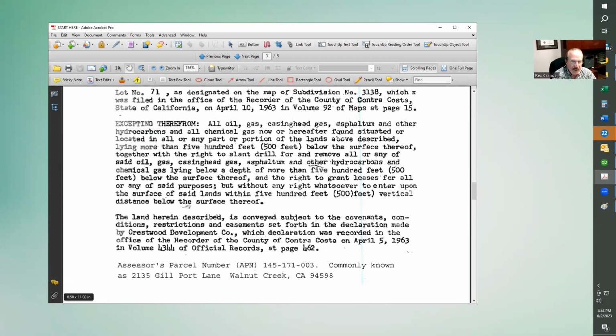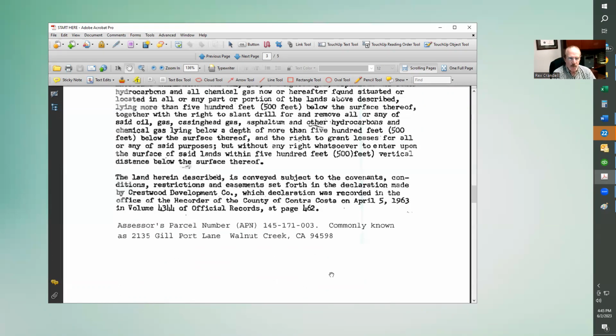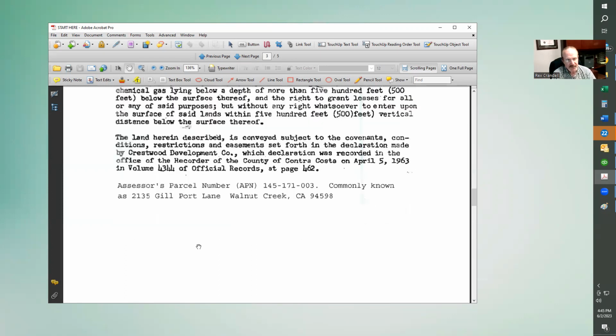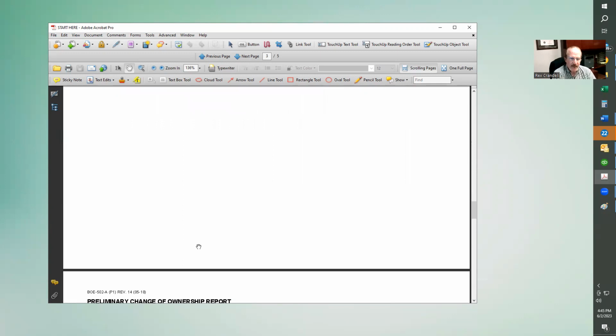And to make sure that it goes to the right place in the recorder, I put the parcel number, and then I put commonly known as, and this hypothetical address. So this is what people usually use, the address, but you can't do that because parcel numbers identify the property, and postal service issues addresses. So they're two different agencies.